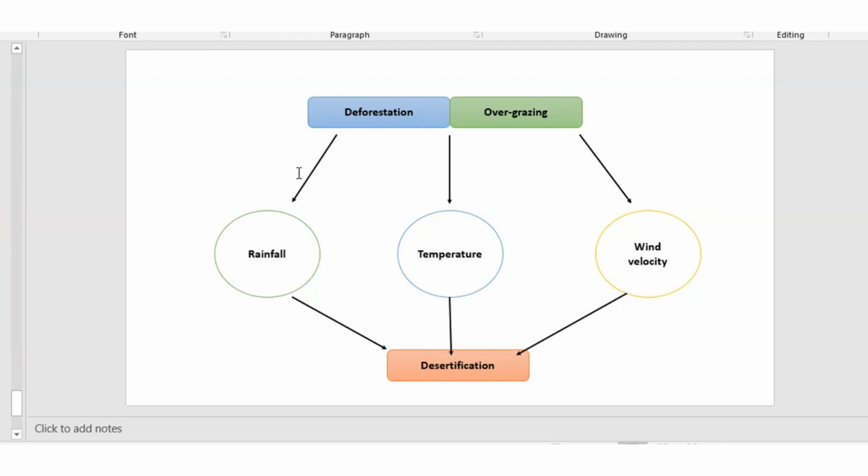So deforestation and overgrazing modulate the rate of rainfall, they alter temperature, and they are no longer able to regulate wind velocity. And these three factors are responsible for conversion of a fertile piece of land into an infertile piece of land. So events like deforestation and overgrazing, which alter rainfall, alter temperature and can no longer limit or restrict wind velocity, trigger the conversion of a fertile piece of land into an arid or desert region, and this is known as desertification. So I hope it's clear to everyone.